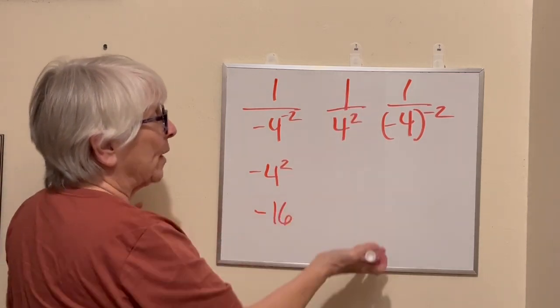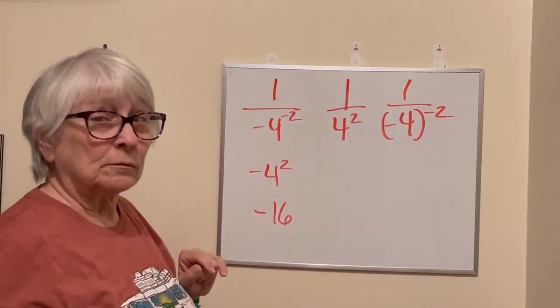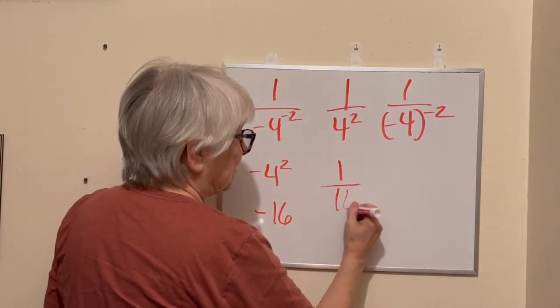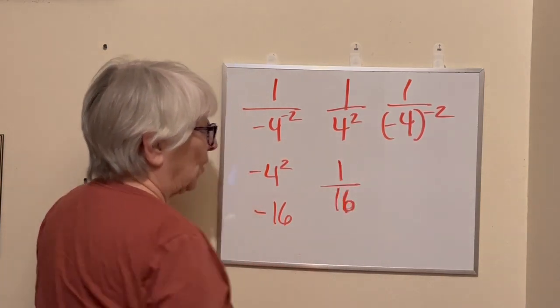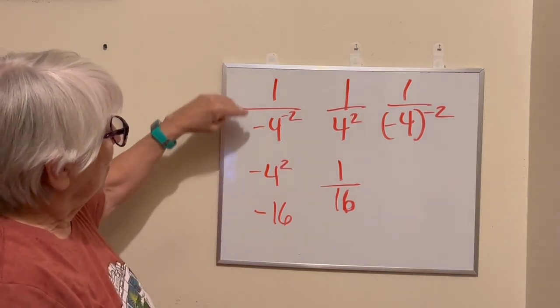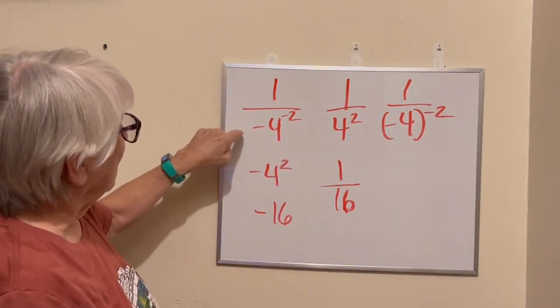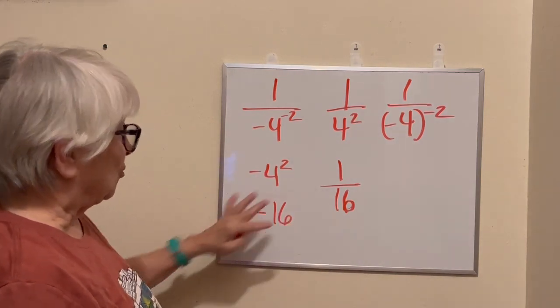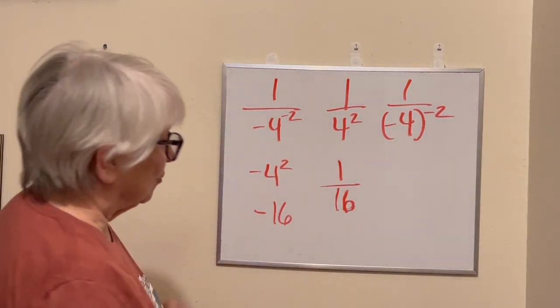This is just a 4 squared. There's no negative sign anywhere. So that is 1/+16. Okay? This one looks a lot like that one, except for the negative sign, but it's quite a bit different when you get to the answer.